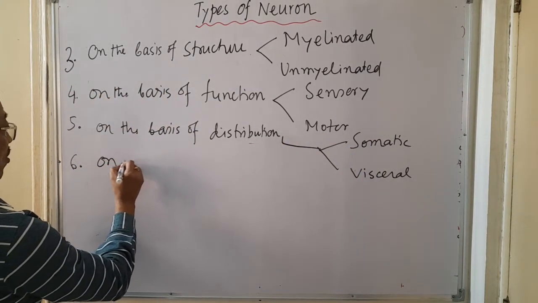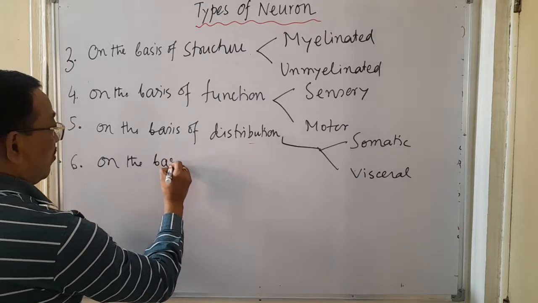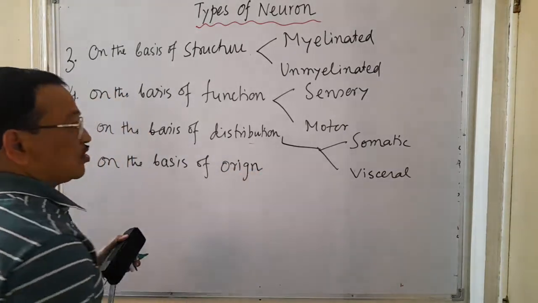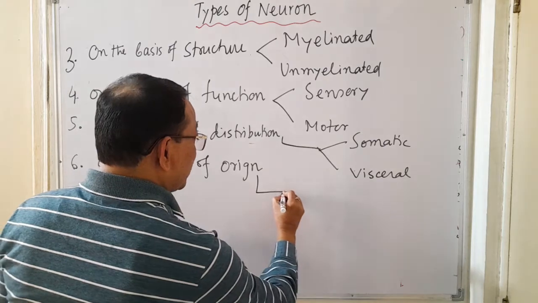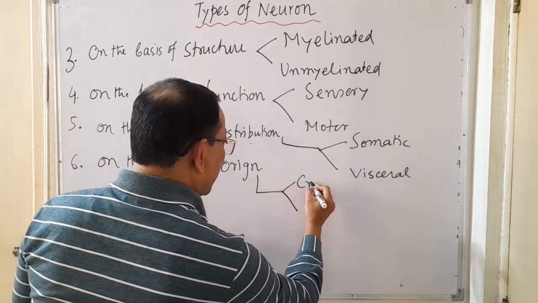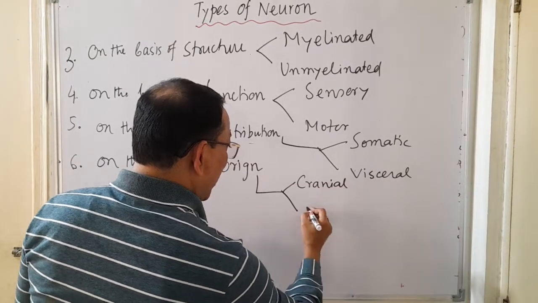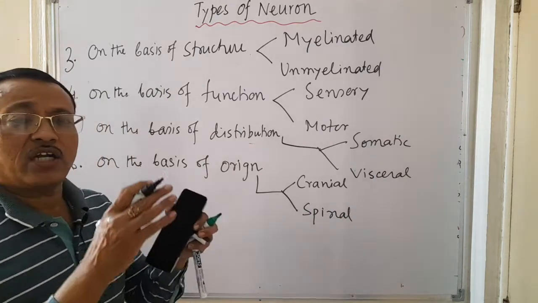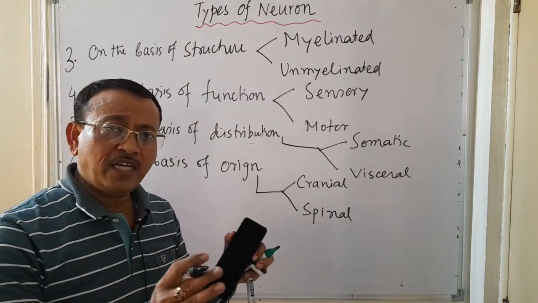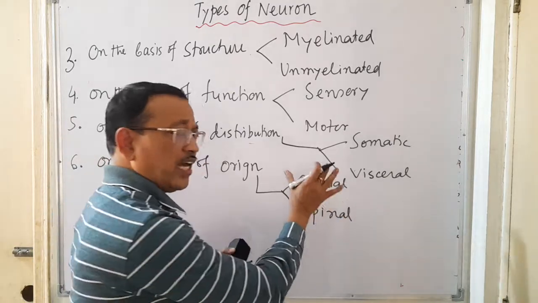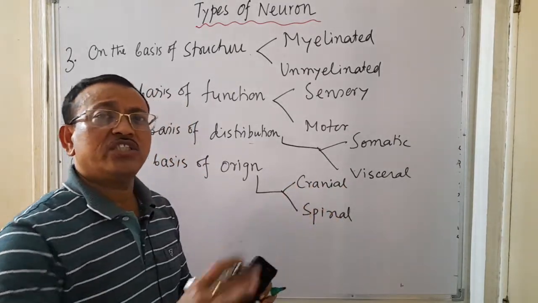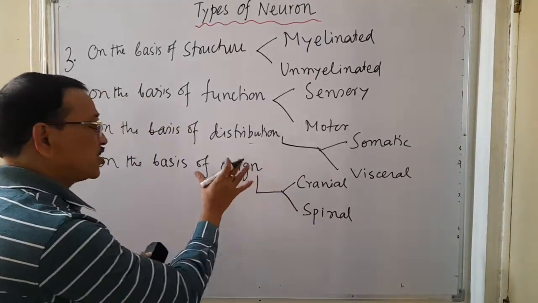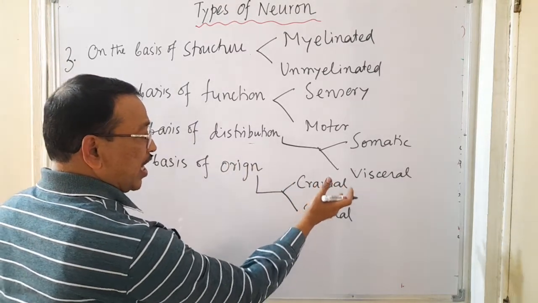Next is on the basis of origin. On the basis of origin, again the neurons are of two types. One is known as the cranial neuron and the second one is known as the spinal neuron. That means some of the neurons originate from the brain or cranium and thereby are known as cranial neurons, whereas some others originate from the spinal cord and thereby are known as spinal neurons. So as far as origin is concerned, again two types of neuron, cranial and spinal.